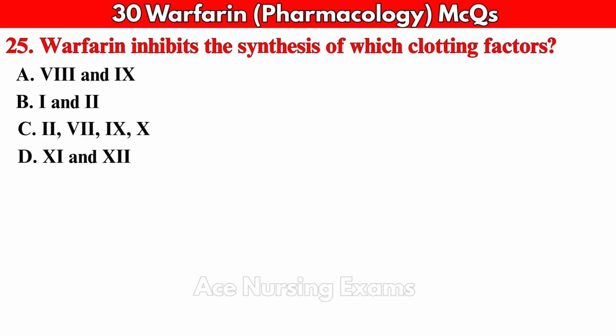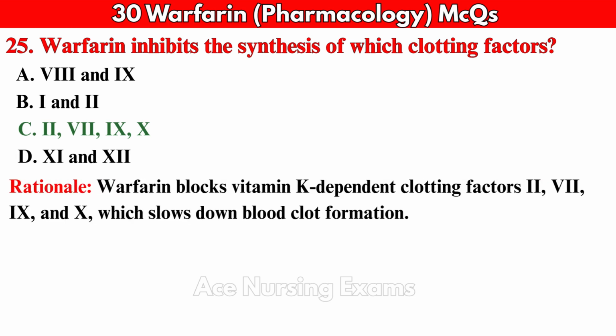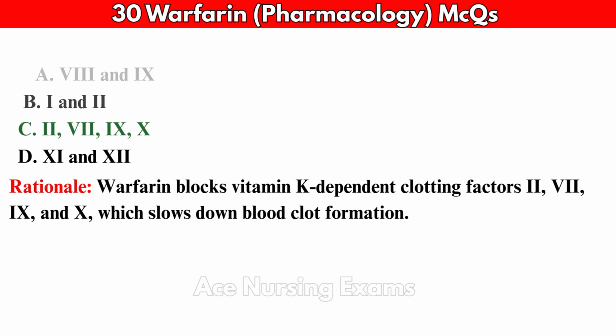Warfarin inhibits the synthesis of which clotting factors? A. 8 and 9. B. 1 and 2. C. 2, 7, 9, and 10. Or D. 11 and 12. Correct answer is C. 2, 7, 9, and 10. Warfarin blocks vitamin K-dependent clotting factors 2, 7, 9, and 10, which slows down blood clot formation.